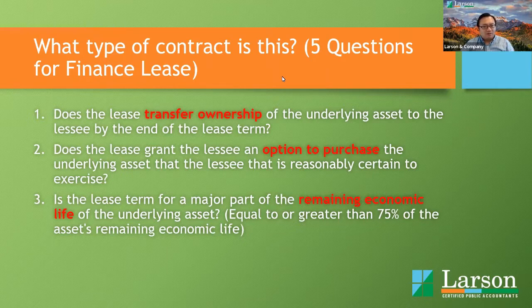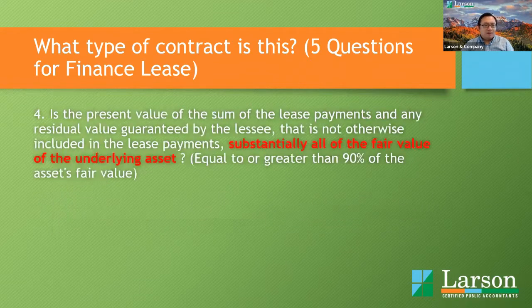Number 1, does the lease transfer ownership at the end of the lease term? Meaning that it's transferred. Second, is there a bargain purchase option? Is there an option to purchase, and it's reasonably certain that the lessee is going to exercise it? Third, is the lease term for a major part of the remaining economic life of the underlying asset? The defined threshold is 75%, what we talked about earlier. And fourth, is the present value of your lease payments substantially all of the fair value of the underlying asset, equal to 90%?